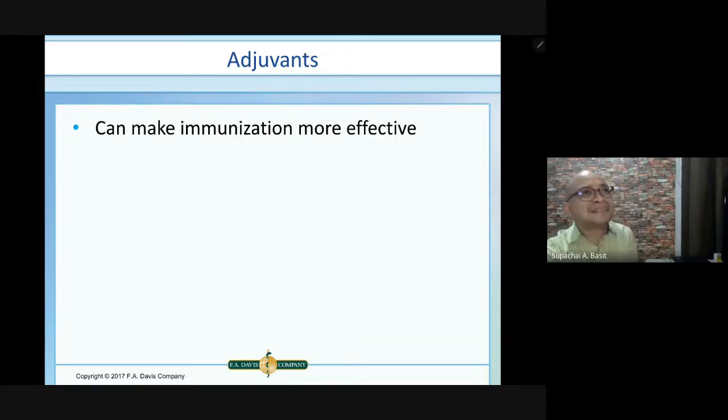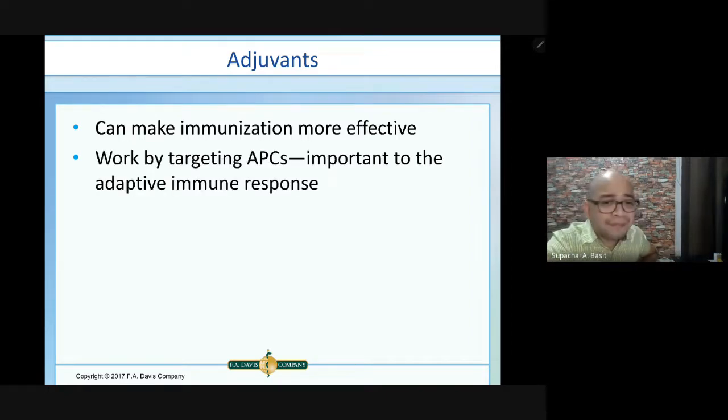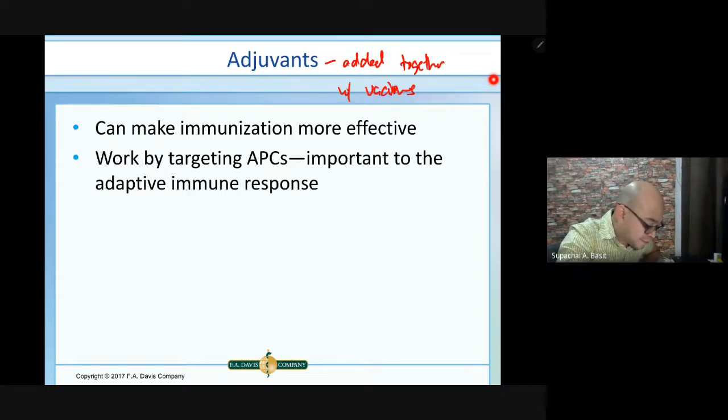Adjuvants can make immunization more effective. That is true. Adjuvants are added together with vaccines, and being added together with vaccines, they make the immunization more effective. It actually works by targeting the antigen-presenting cells. I hope it's not your first time to hear about antigen-presenting cells.